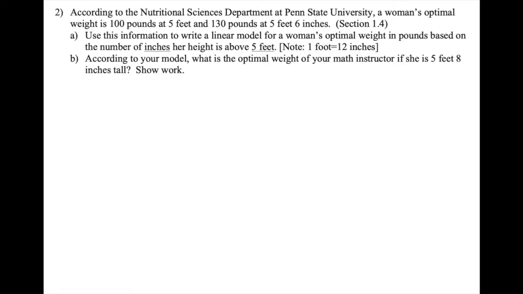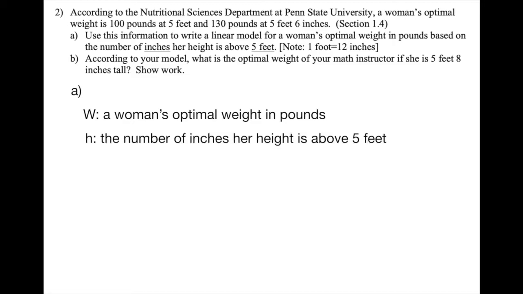Number 2. A woman's optimal weight is 100 pounds at 5 feet and 130 pounds at 5 feet 6 inches. They want you to write a linear model for the woman's optimal weight based on the number of inches above 5 feet. So first, let's define the variables. Suppose big W is a woman's optimal weight in pounds, and H is the number of inches her height is above 5 feet. We want to build a linear model based on that. So W is equal to A times H plus B. Again, we need to calculate A and B.